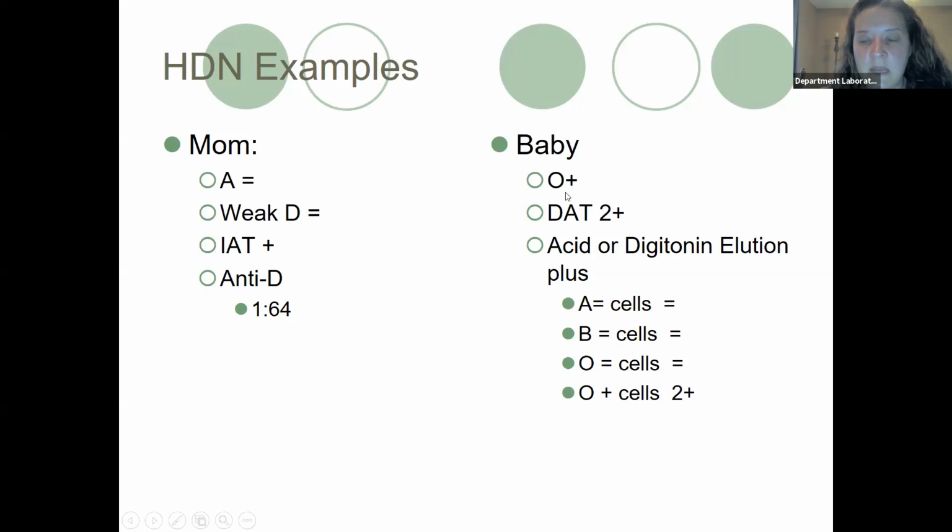So I want you guys to think about this. Mom is A negative with anti-D in her circulation. Baby is O positive. What is happening with mom's anti-D? Mom's anti-D is coating baby's D positive cells. All right, that's what's happening in this scenario. And then take a look at our DAT. The DAT is positive, so we know there's hemolytic disease of the newborn, and it's actually quite a bit stronger than our previous examples. It's a 2+.